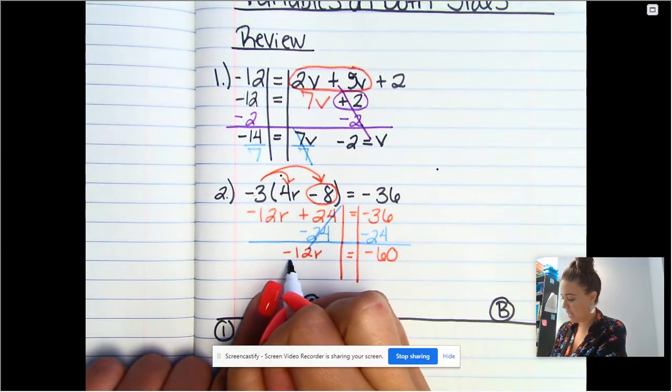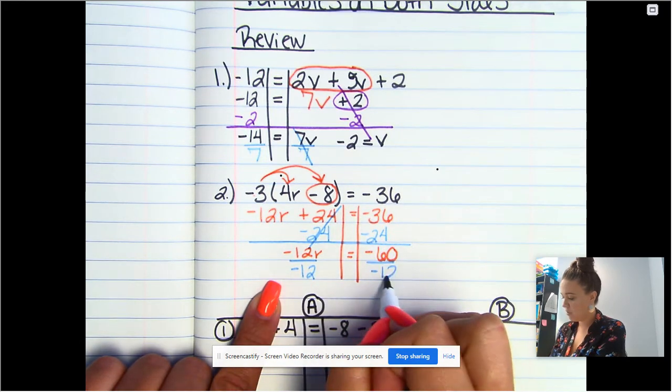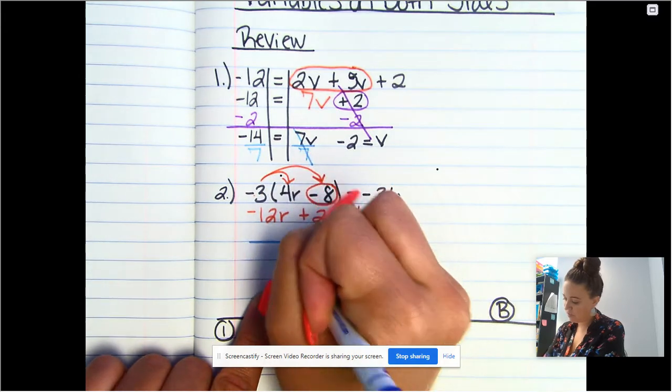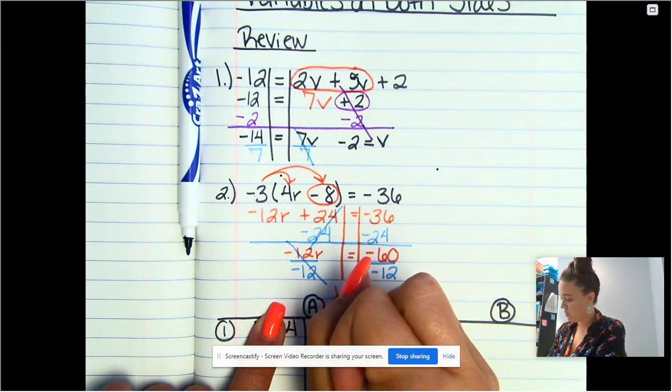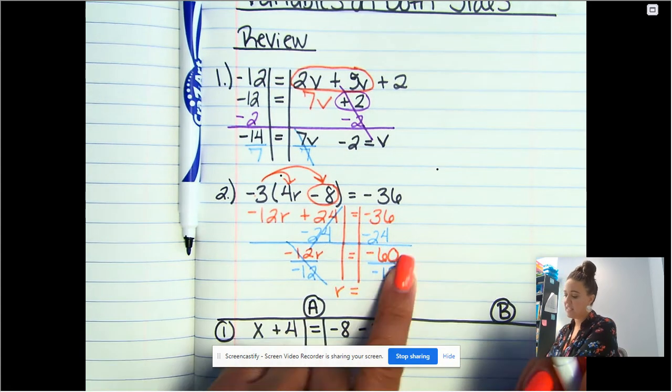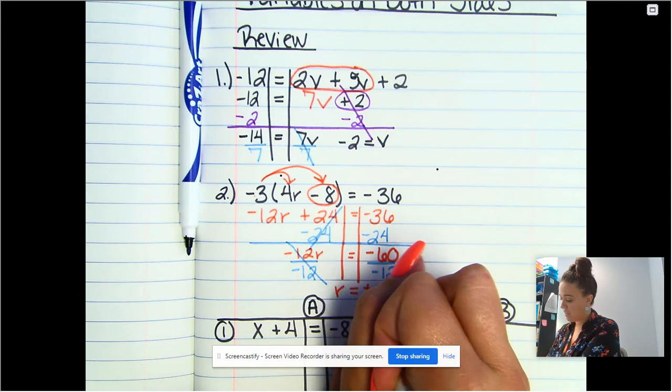The opposite of multiplication is dividing, so we're going to divide by negative 12. Negative 12 divided by negative 12 is 1. So we are left with r equals, and then negative 60 divided by a negative 12 is a positive 5.